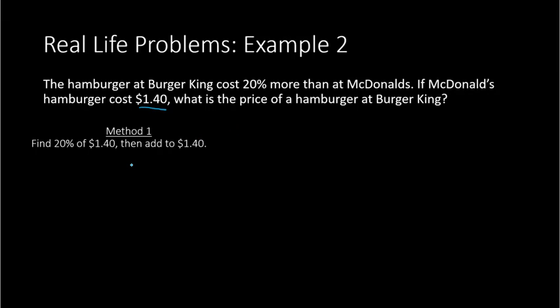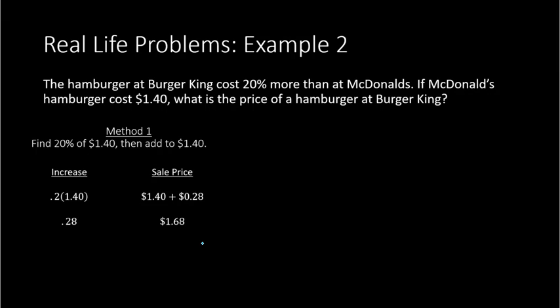All right, so 20% of 140, we would do 0.2 times 140. 2 times 140 would be 280. But then our decimal point needs to go over 1, 2, 3 places because we have 3 digits after the decimal points. So move it over 3 places, 1, 2, 3. That gives you 28 cents. So the increase in price is 28 cents. So that means that at Burger King, the price is 28 cents more than at McDonald's. So if we add 28 cents to $1.40, that gives you the sale price at Burger King, which would be $1.68.